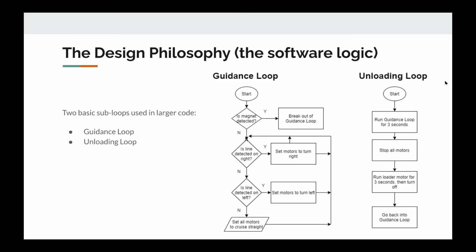Another loop that we defined was our unloading loop. Once it reached the final magnet on the course, it would run this. It would run the guidance loop for 3 seconds. This was to put the robot in a position where it could accurately dispense of the payload. Then it would stop and run the loader motor, which was our conveyor belt, for 3 seconds. That was to clear the cargo off the robot. Then it would return back into the guidance loop, which would bring it back onto the track and hopefully back all the way around in a big loop.